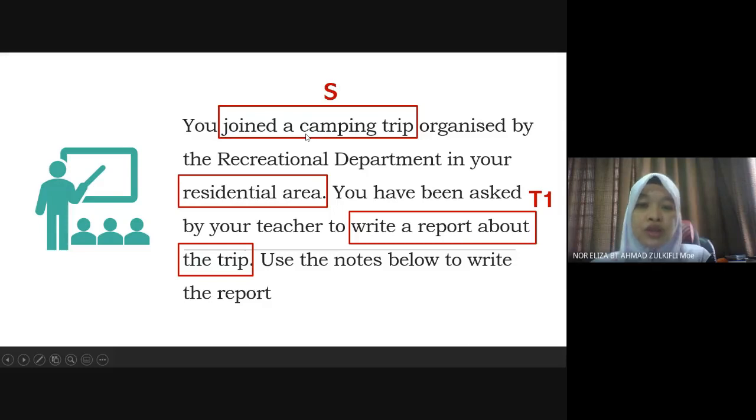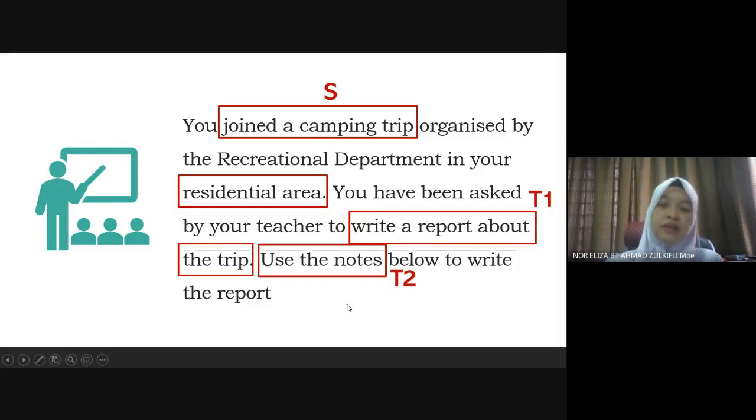And do not mention you going with your family or whoever, because you have gone with the other people in your residential area. Okay, so task number 1 is to write a report about the trip, and task number 2 is to use the notes below. After this, by right, there are the notes that you have to use.